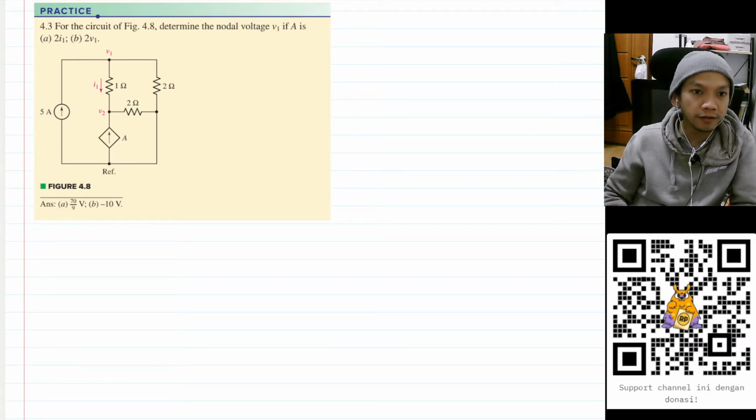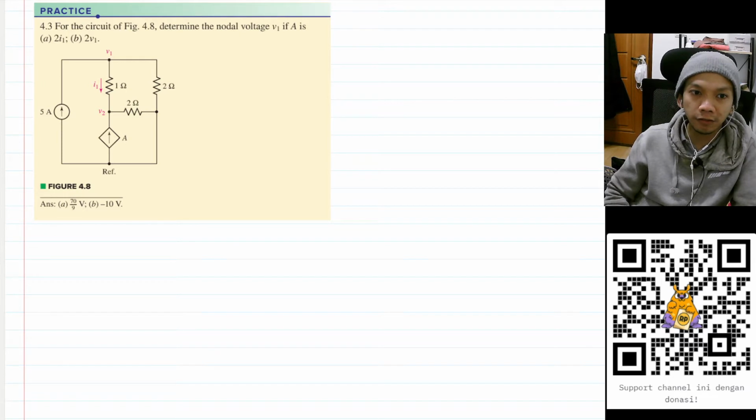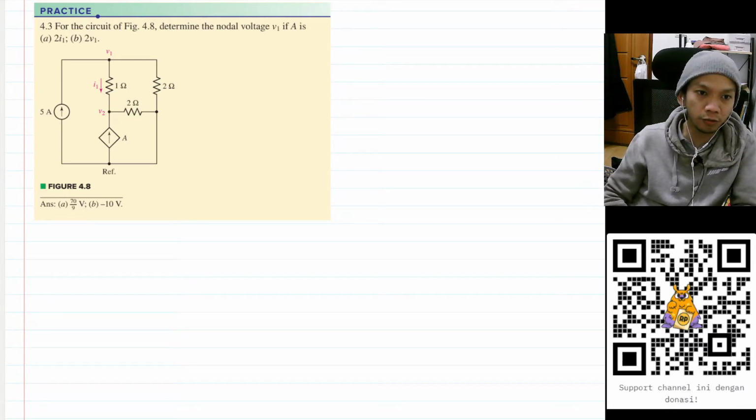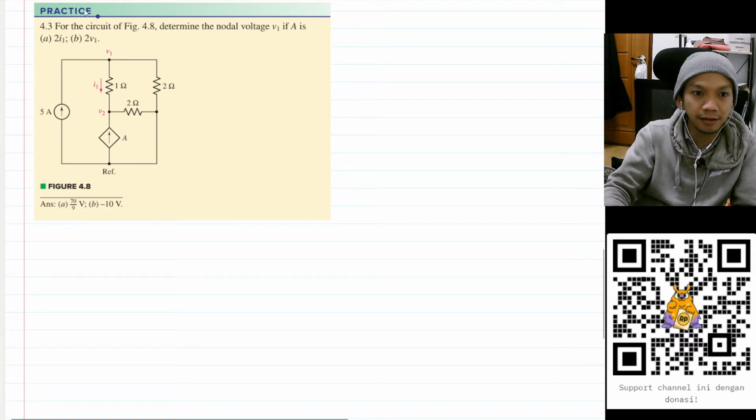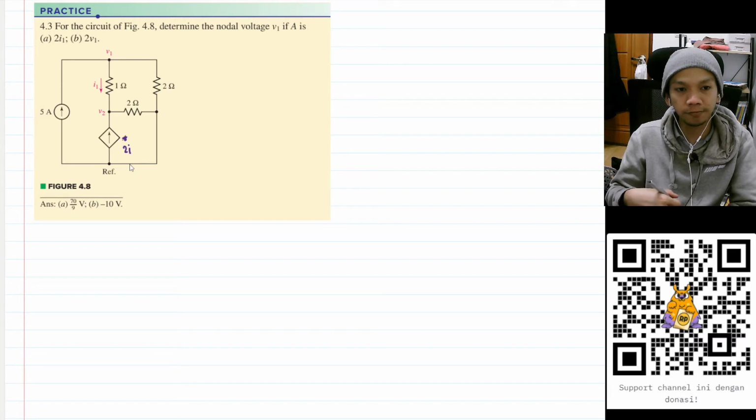Analysis. For the circuit of figure 4.8, determine the nodal voltage V1 if A is, the first one, 2I1, and then for B, that will be 2V1. Okay, let's write this down. So this will be 2I1. So for this problem A, we will go by this value, right?